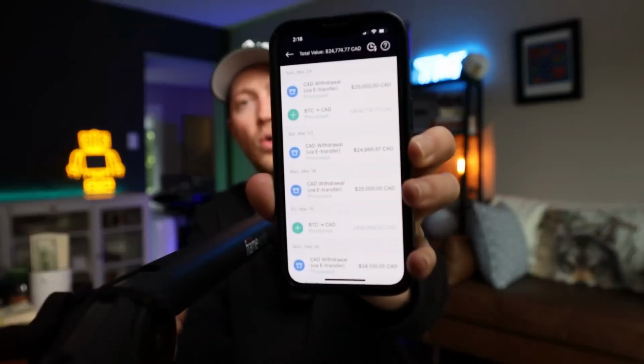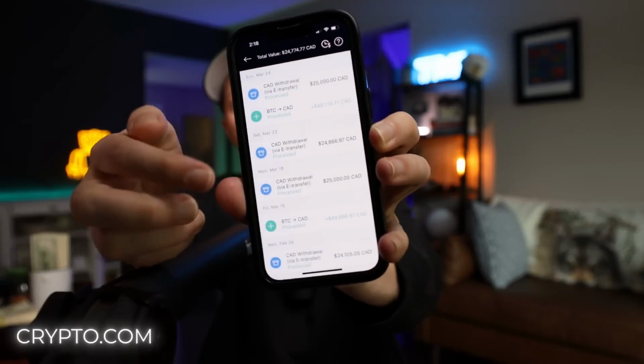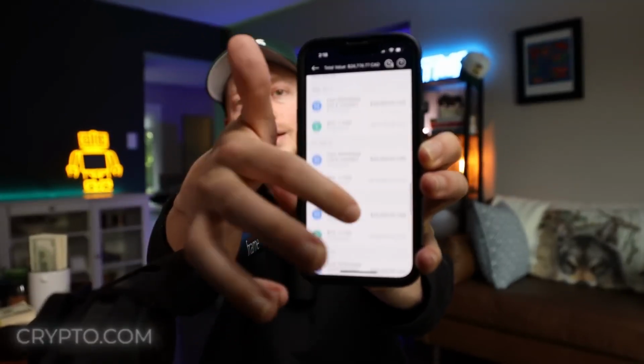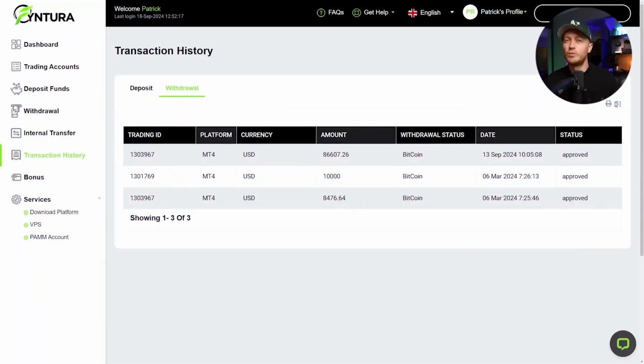Now, what I usually do here is I withdraw to Bitcoin in my crypto.com wallet. You can see right here. And these are all the withdrawals. And then I just take that right to my bank account. And I don't really hold it in Bitcoin much. I just put it into cash.